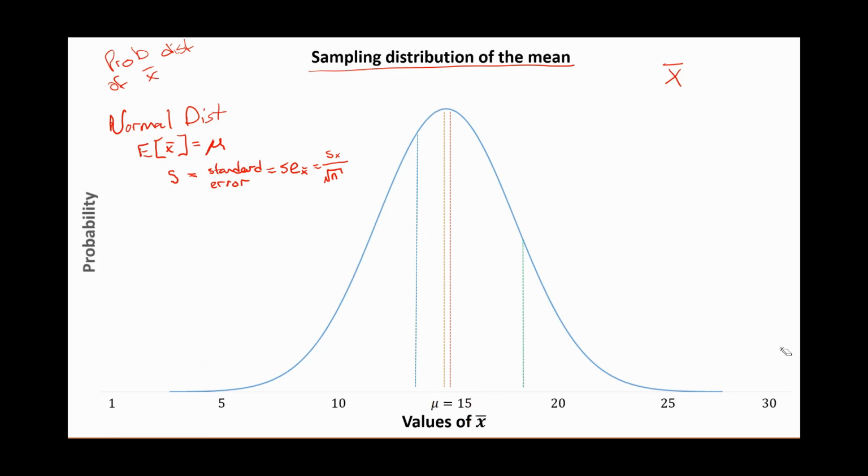Okay. But it is possible that just by chance, our sample mean could be way out here. Or just by chance, our sample mean could be way down here. Both of those are possible. It's just less likely. It's more likely that our sample mean will be somewhere close to the population mean, aka somewhere close to the mean of the sampling distribution of the mean, right? Somewhere close to the center of this distribution.